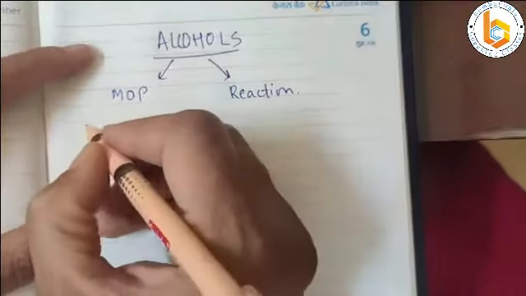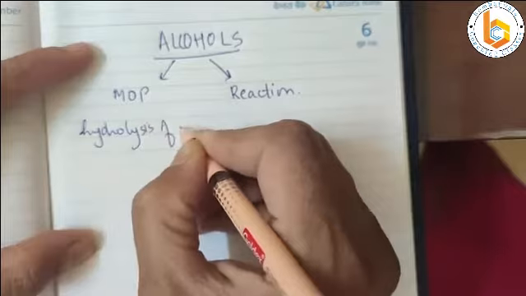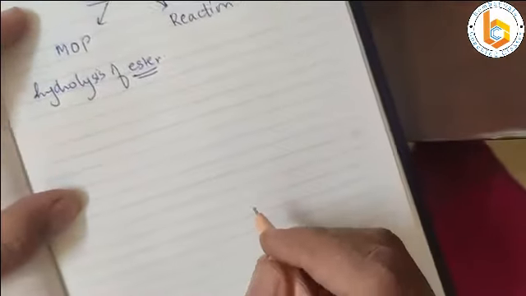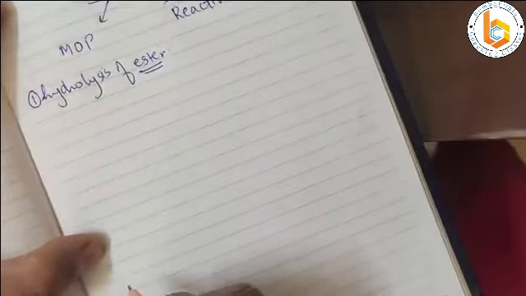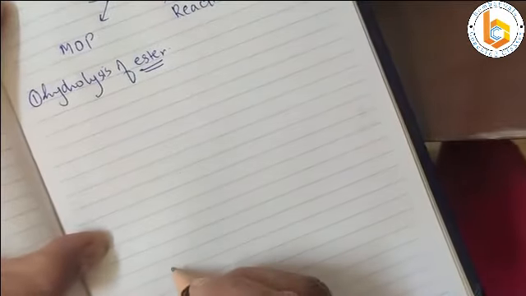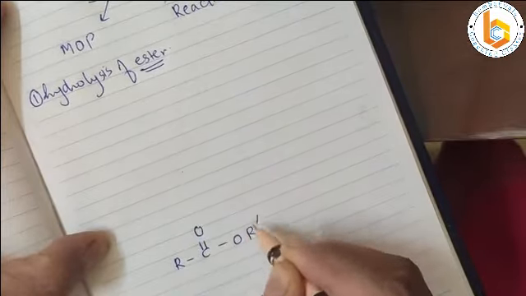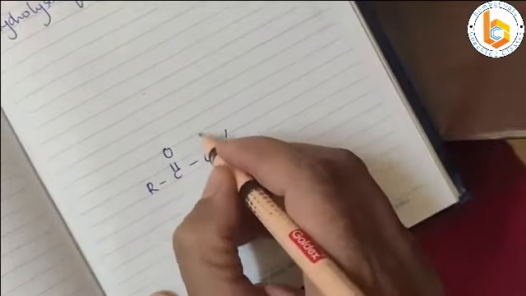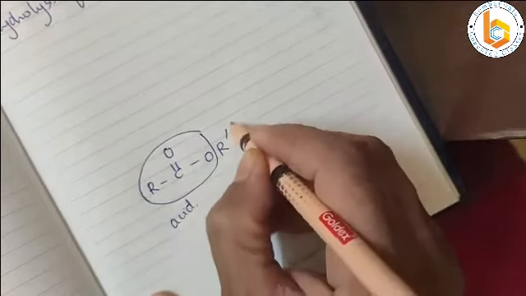That is hydrolysis of esters of carboxylic acid. Now what is this method of preparation? This is going to be our first method of preparation. We know what is an ester. Ester is R C double bond O R dash. This is ester, right? We know that this ester is prepared from acid and alcohol.